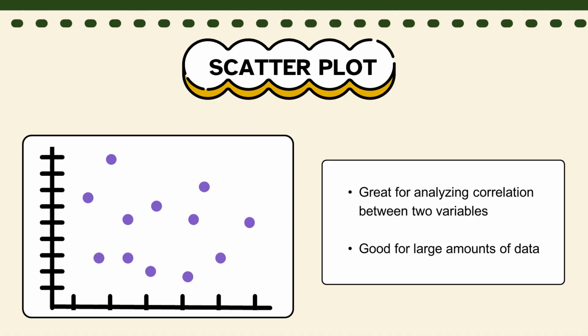Next is the scatter plot. A scatter plot is used if you want to analyze correlation between two variables. When you have a large number of data and you are not able to plot any graph, then this scatter plot will be applicable. For example, if you are finding the correlation between dental caries and gender difference, then this plot will help you analyze the data and correlate between the variables.